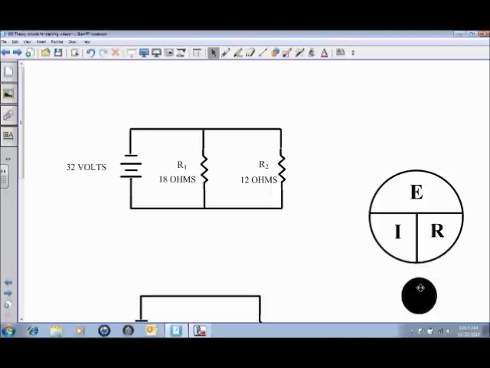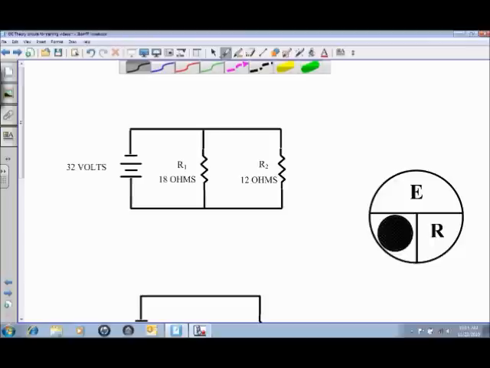So looking at what we have done in the past, cover up what it is in the Ohm's law circle that you need to calculate, which in this case is current, and use what remains. So we cover up the I, and we're going to use the two remaining values, which is E and R, in order to calculate the current flow. So the first one, we will calculate the current flow through R1 using Ohm's law.